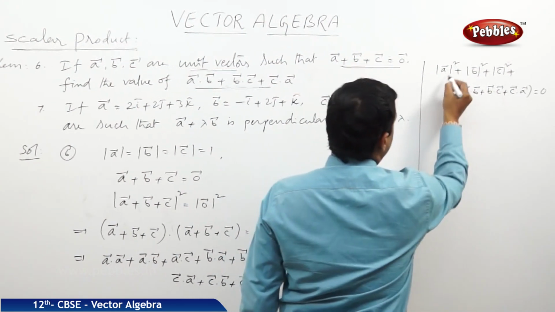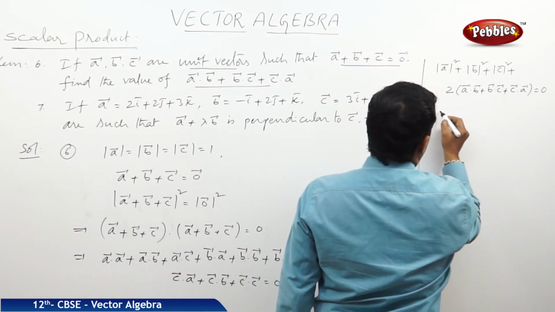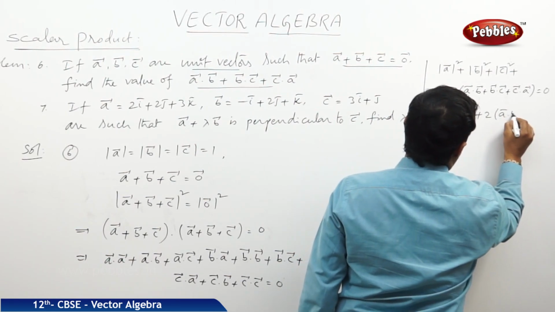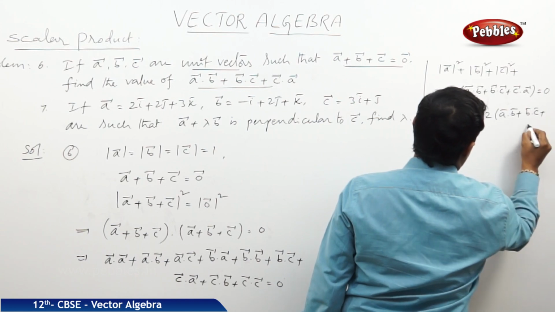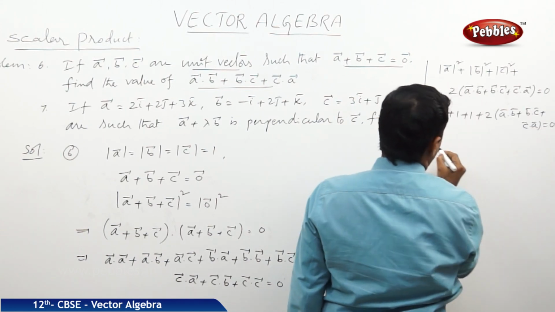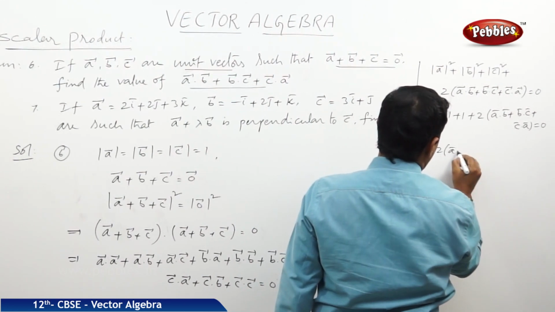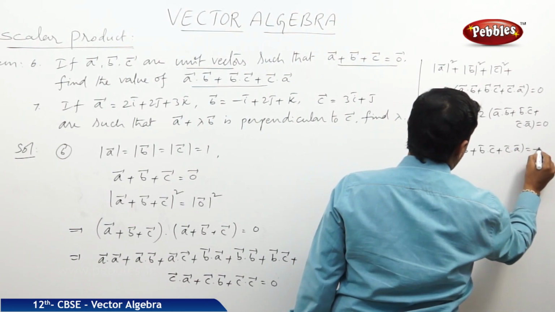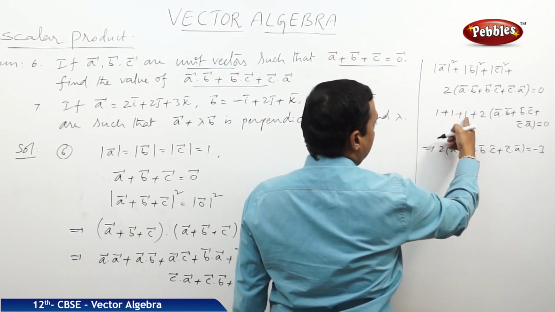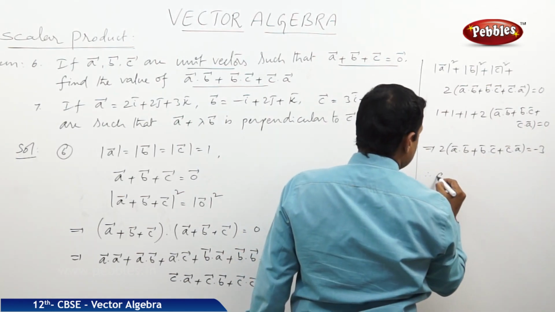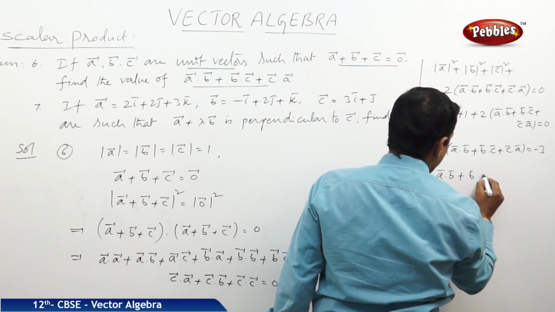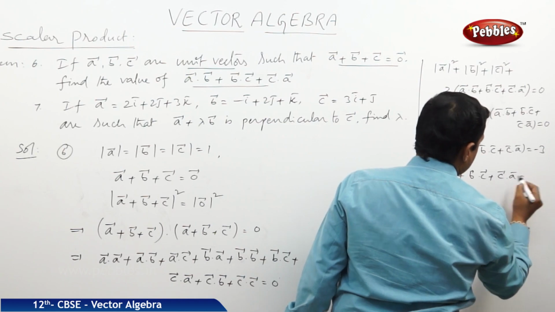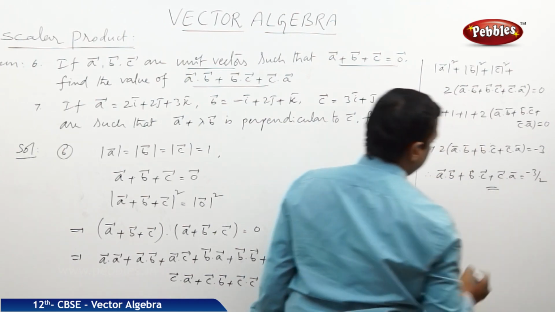Since the modulus of A vector, B vector, C vector are 1, we get 1 plus 1 plus 1 plus 2 into (A dot B plus B dot C plus C dot A) is equal to 0. From this, 2 times (A dot B plus B dot C plus C dot A) is equal to minus (1 plus 1 plus 1), minus 3. Moving to the right side, A dot B plus B dot C plus C dot A is equal to minus 3 by 2.